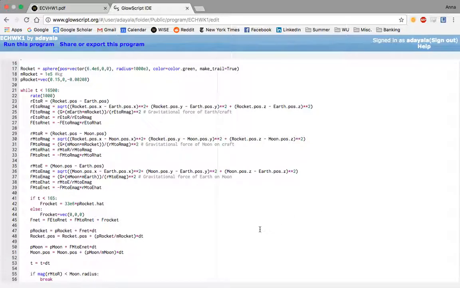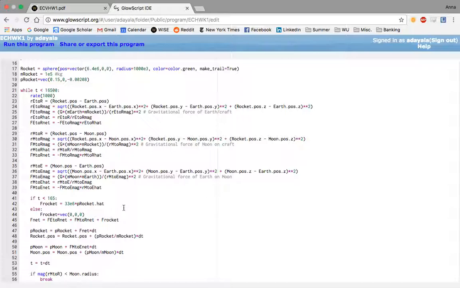And before I go into my F net and updating my position, I just want to make it very clear that my time for the rocket to be exerting any kind of force was less than 165 seconds, which was the time that my thruster could have gone for.